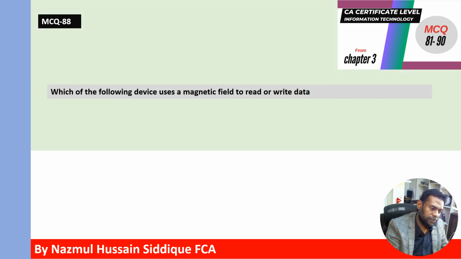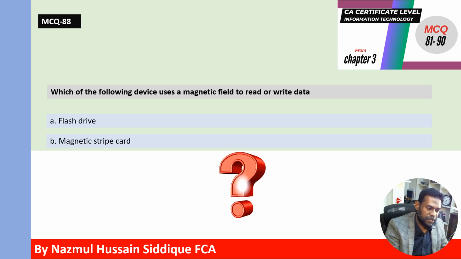Question 88. Which of the following devices uses a magnetic field to read or write data? Option A, flash drive. Option B, magnetic strip card. We have to find out the device among these two which uses a magnetic field to read or write data. The correct answer is option B. A magnetic strip card uses a magnetic field to read or write data.